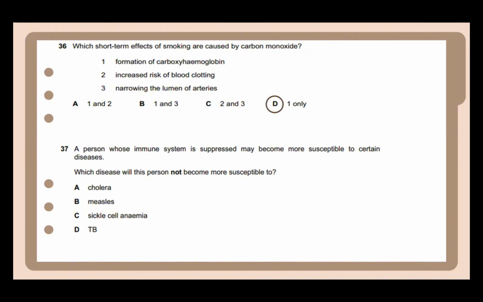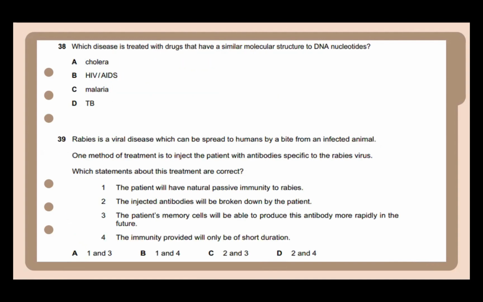Which short-term effect of smoking is caused by carbon monoxide? It's the formation of carboxyhemoglobin. A person whose immune system is suppressed may become more susceptible to certain diseases. Which disease will this person not become most susceptible to? Sickle cell anemia. Which disease is treated with drugs that have a similar molecular structure to DNA nucleotides? The answer is HIV/AIDS.